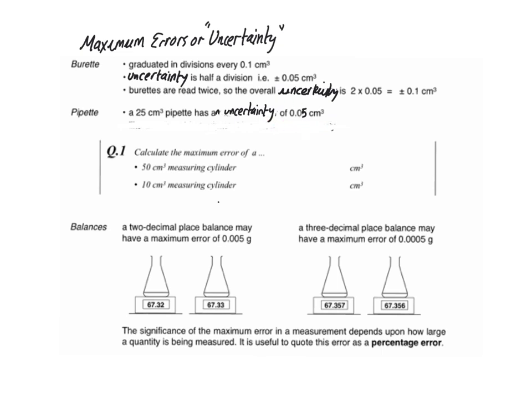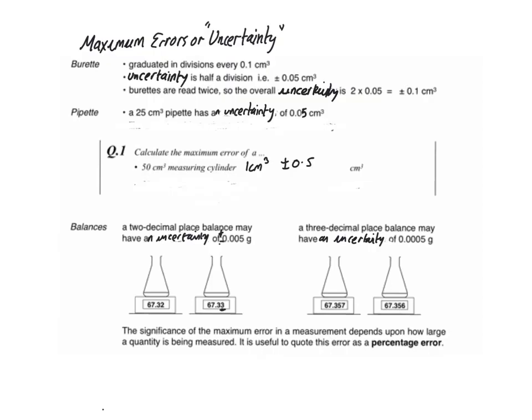So how would you calculate the maximum error or the uncertainty of a 50 centimetres cubed measuring cylinder? Remember, we said it was the graduated divisions at every 1 centimetre cubed. And what we then do is take half a division of that, so that would be plus or minus 0.5 centimetres cubed. Had the technician used a two-place analytical balance, the uncertainty would be plus or minus 0.005. So it's half a division of the last unit here, so it would be plus or minus 0.005.